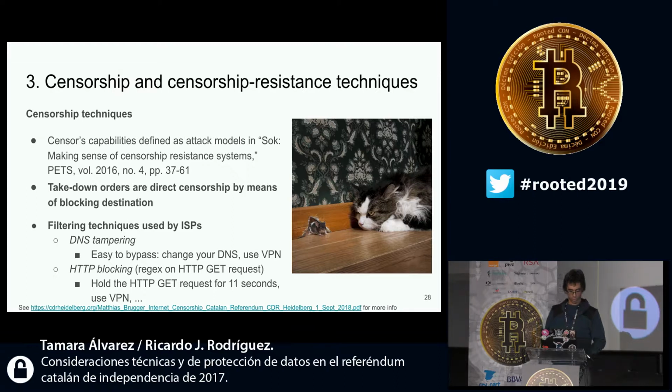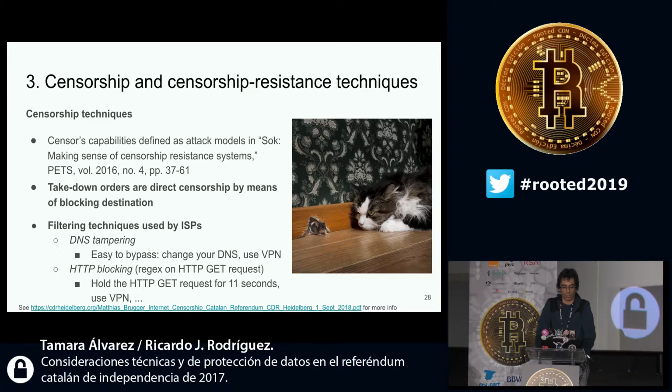Based on who is the owner of the domain, different things could be done. The filtering techniques used by telephone companies did DNS tampering. It's easy to change your DNS. You use Google's or whatever, and that's it. Or you can use a VPN. And they could also use deep packet inspection to block HTTP requests. So HTTP GET requests, if they matched the domains that were known to be blocked, then there was no delivery.